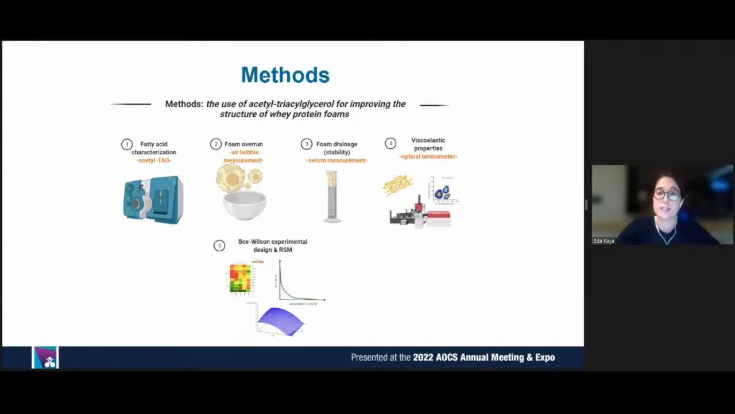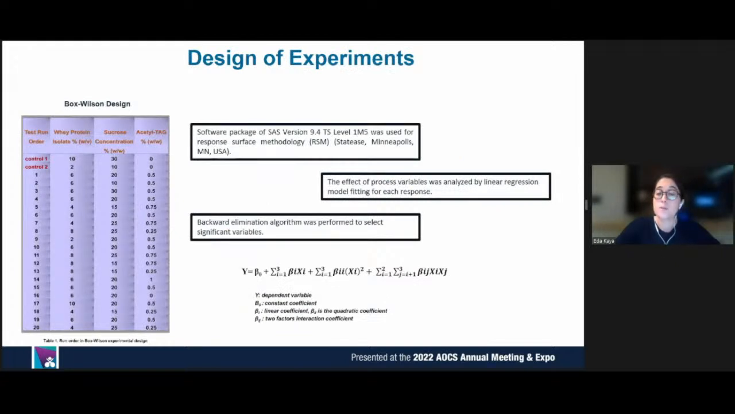Here also you can see the methods in detail, which experiments were conducted for each step. Acetyl-TAG fatty acid characterization and foam analysis were performed. Design of experiments was conducted using SAS 9.4 version, and during that, SAS backward elimination was also performed to eliminate the insignificant variables. You can see the Box-Wilson experimental run order on the left side. We used whey protein isolate, sucrose, and acetyl-TAG as ingredients.